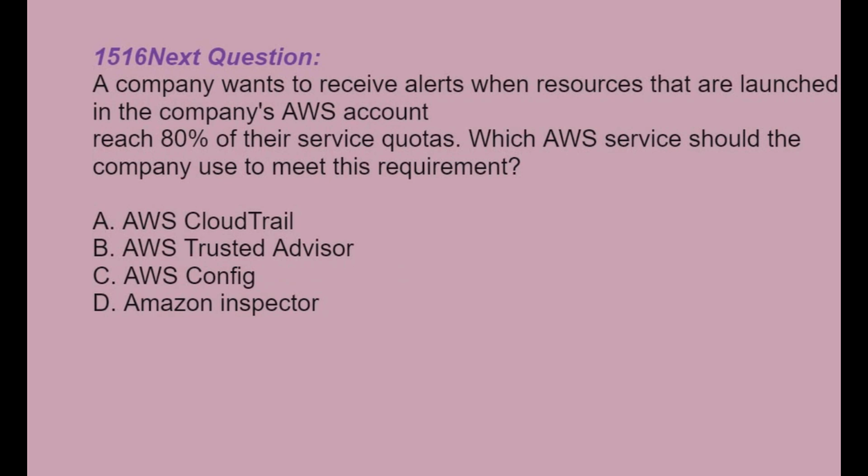Question is, a company wants to receive alerts when resources that are launched in the company's AWS account reach 80% of the service quotas. Which AWS service should the company use to meet this requirement? Option A. AWS CloudTrail. Option B. AWS Trusted Advisor. Option C. AWS Config. Option D. Amazon Inspector. Correct answer is option B.